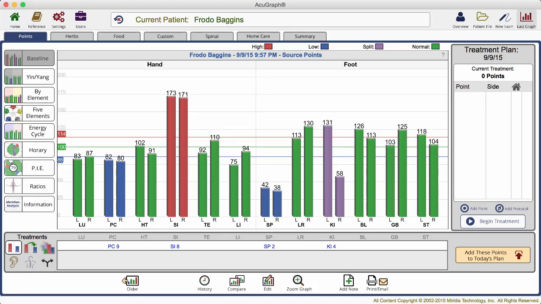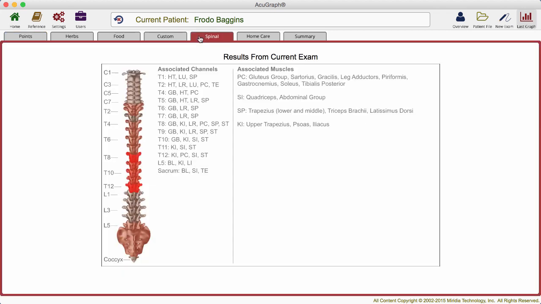All right, in this video, we're going to talk about putting together a treatment plan, and we're specifically going to talk about the spinal treatment recommendations that AcuGraph makes. And so here, when we're looking at a graph, we just click on the Spinal tab, and we have a picture of the spine. And you'll see some areas are shaded.